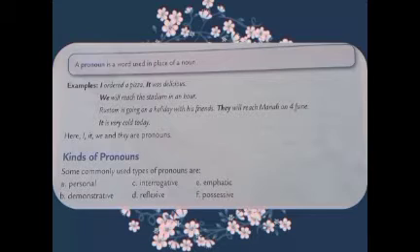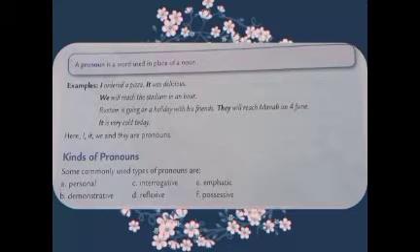Suppose Sita. Sita is a good girl. Sita comes to school regularly. Sita does her homework regularly. Sita plays tennis very well. Sita likes to eat sweets.